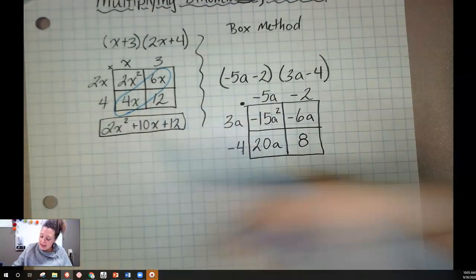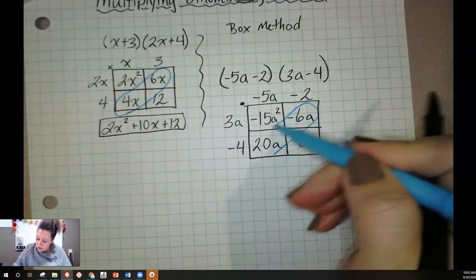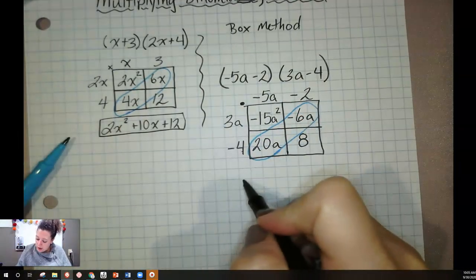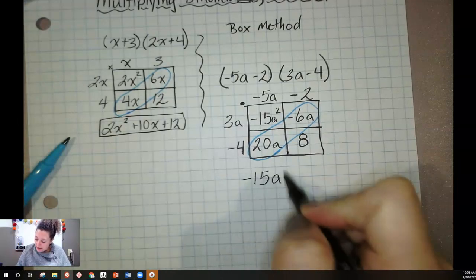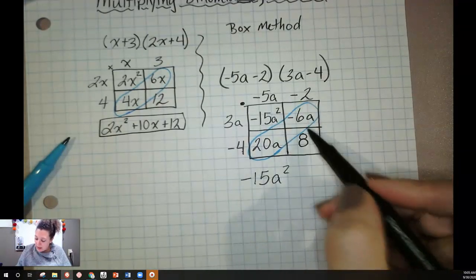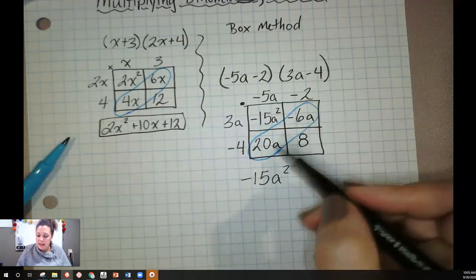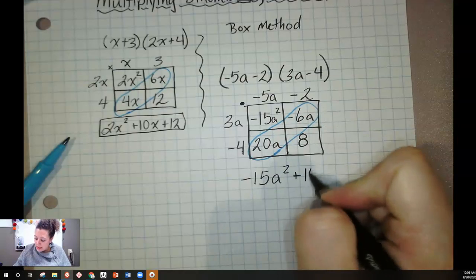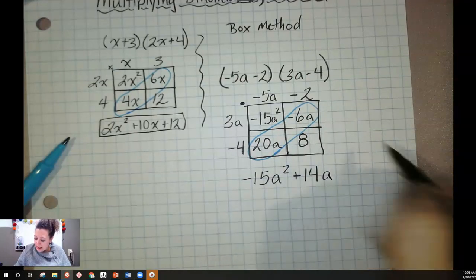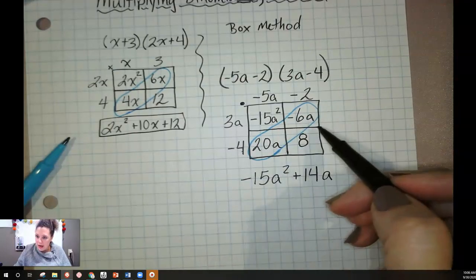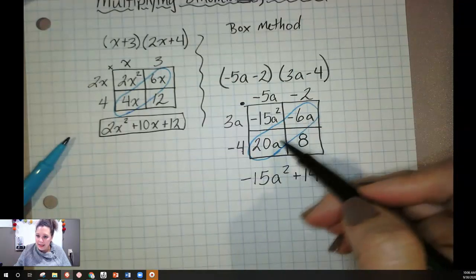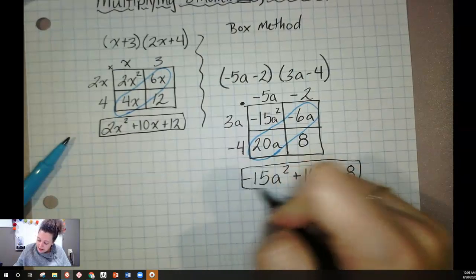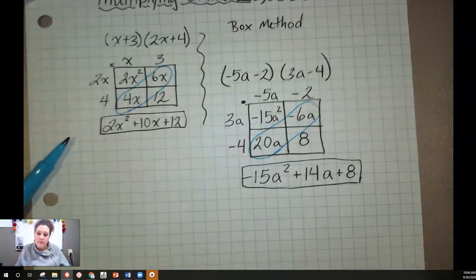Again, I see on this diagonal that I've got two like terms. They both end in a. So I'm going to have negative 15a squared, which I got right from here. Combine these together: negative 6 and positive 20. 20 minus 6 is 14, so 14a. Again, this is just a. Do not make this a squared. You're combining them, not multiplying them. And then 8 at the end. And that is the box method.